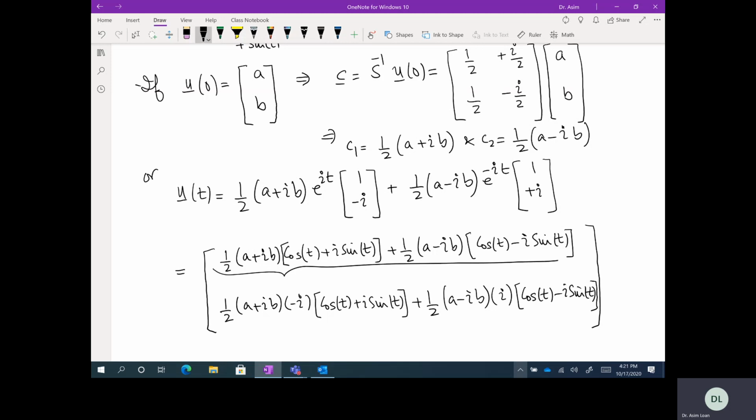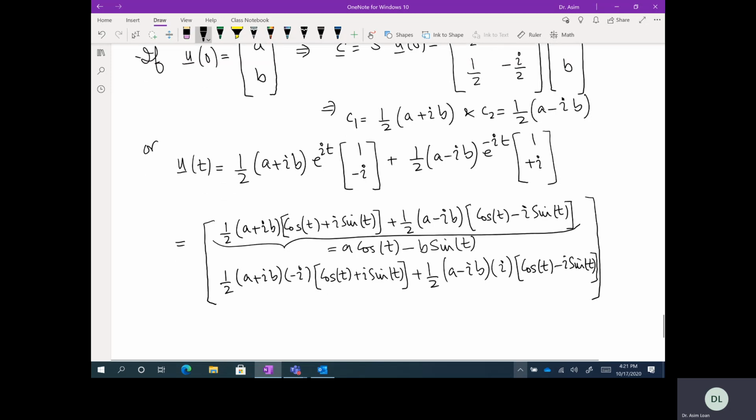This whole thing, so half A cosine t plus half A cosine t, so this is A cosine t. Then I have iota squared, which is minus B sine t. Everything else is 0 because it's A minus A sine iota and plus A plus iota B and minus iota B.